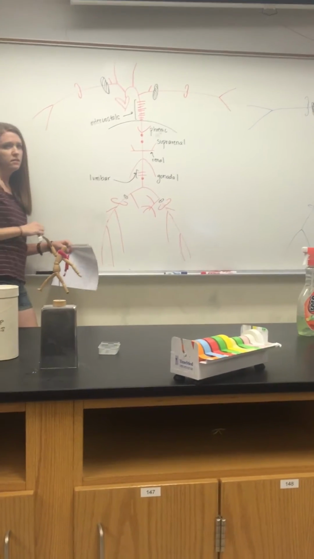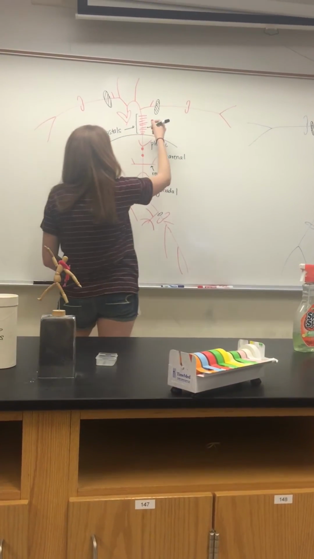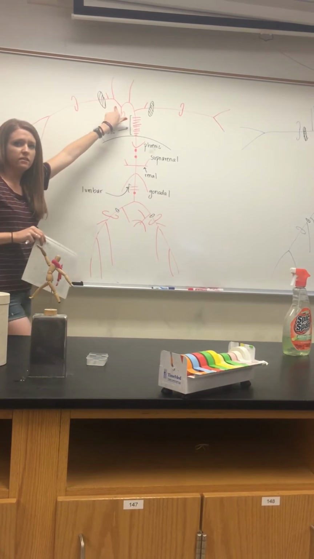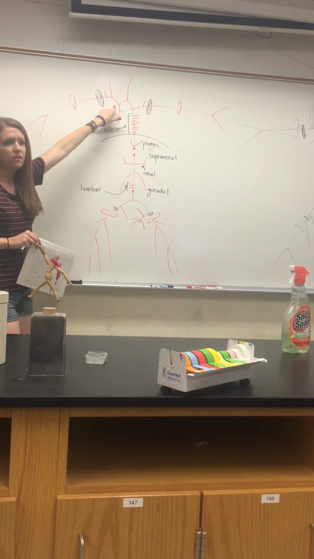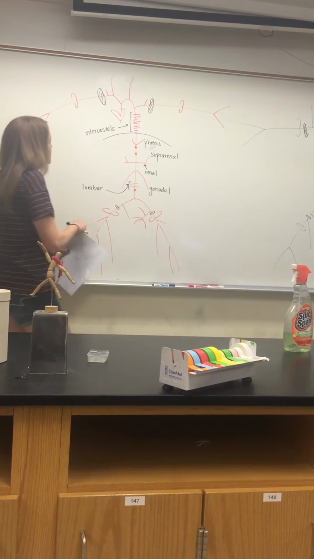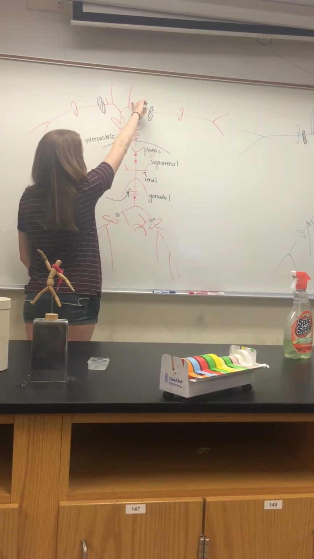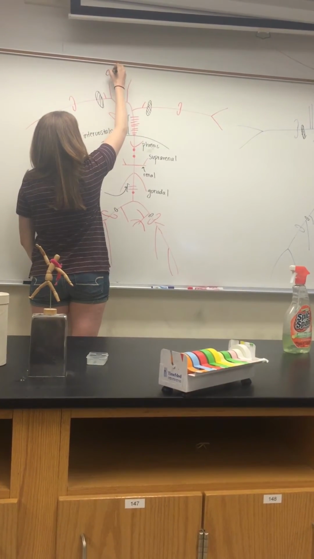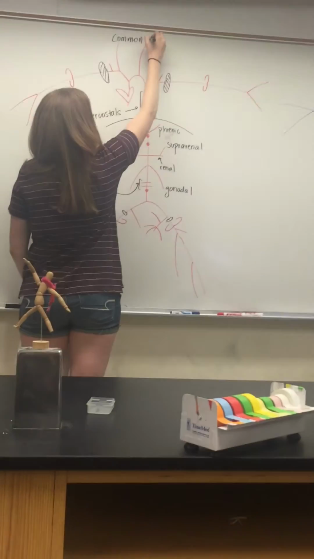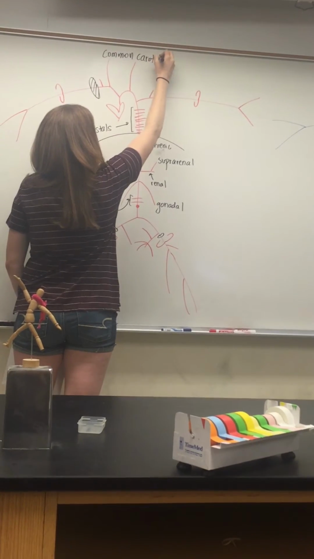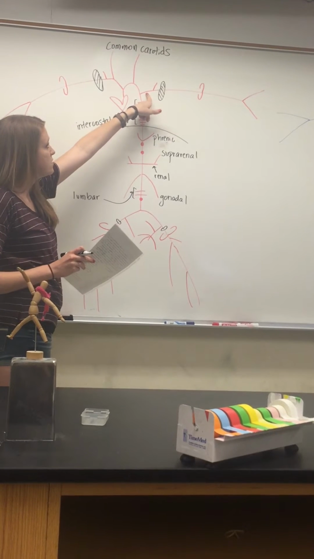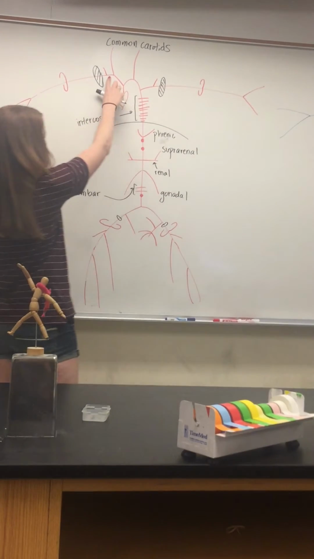What comes out of the heart? Aorta. Okay. And then what's the first branch off the aorta? Brachiocephalic trunk. What's the next one? Left common carotid. Okay, so these two right here, these are our common carotids. What's this one here? Left subclavian. What's this one here?